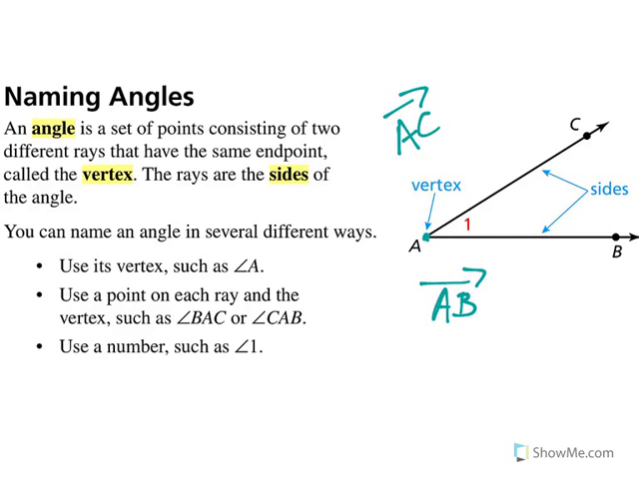We have several different ways that we can name an angle. We can name it by its vertex, which is this common point here of A. So we would call it angle A. We can also use a point on each ray, and so we can call it angle CAB, or we can call it angle BAC. And then also we have times where it'll have a number inside the angle, and so we could call this angle 1.